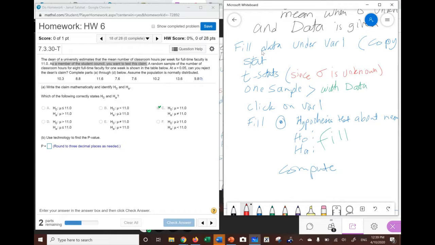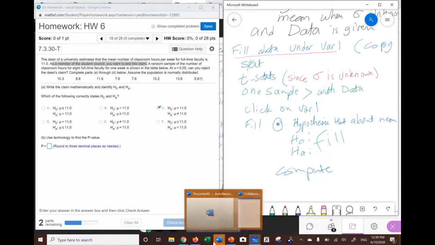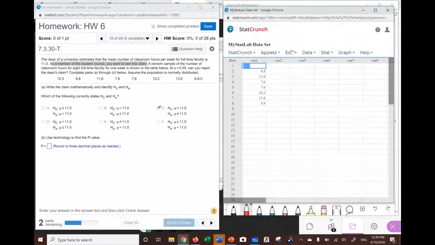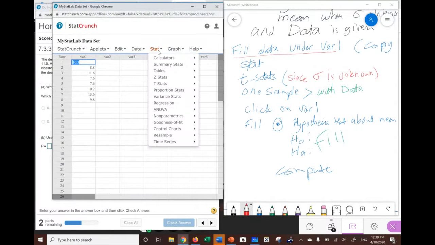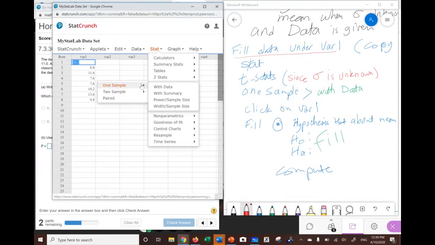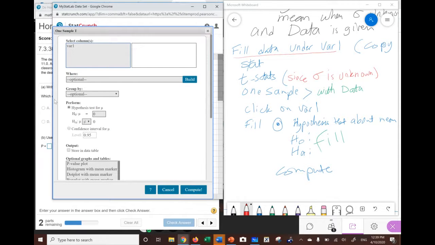We fill in the data. The first thing we do is put our data into StatCrunch under variable 1, which we did. Here's our StatCrunch that we worked with. Let me pull this down. Then you go to Stat, then T stat, and then One sample. But be careful here: since data is given, we don't go to summary, we go to data. I'm clicking on data here, and now we see variable 1. Since the data was under variable 1, we click on variable 1 and it goes there.